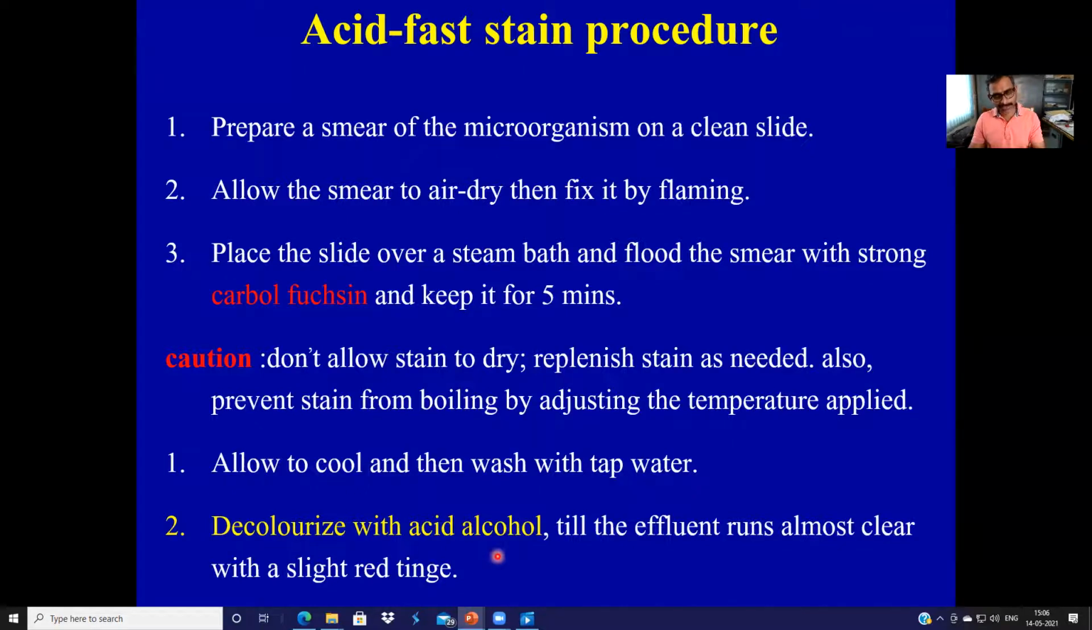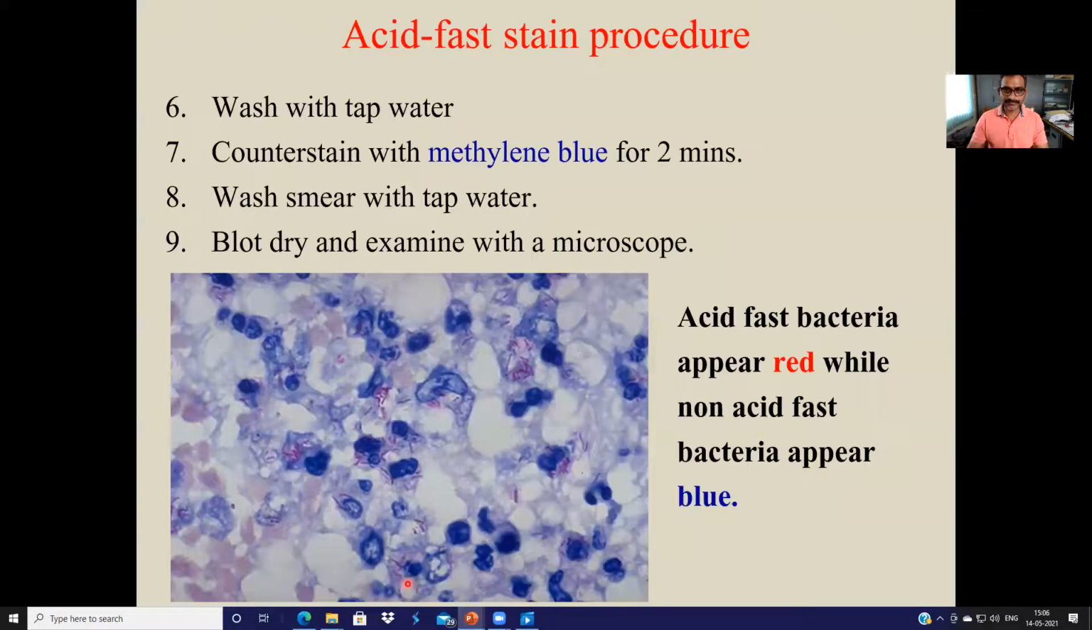You decolorize with acid alcohol till the effluent runs almost clear, till all the stain is gone and a clear solvent is coming out. Afterward, wash the slide again with tap water. After decolorizing and washing with water, counterstain.